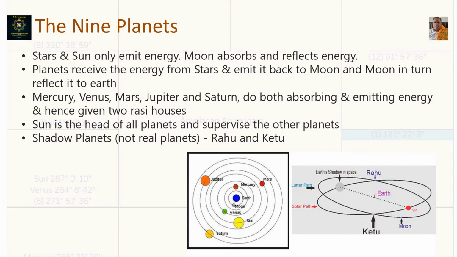Rahu and Ketu are the shadow planets, so there is no physical existence. You can see in the diagram how the 2 paths of the Sun and the Moon intersect, and you see the locations of Rahu and Ketu at the intersection.